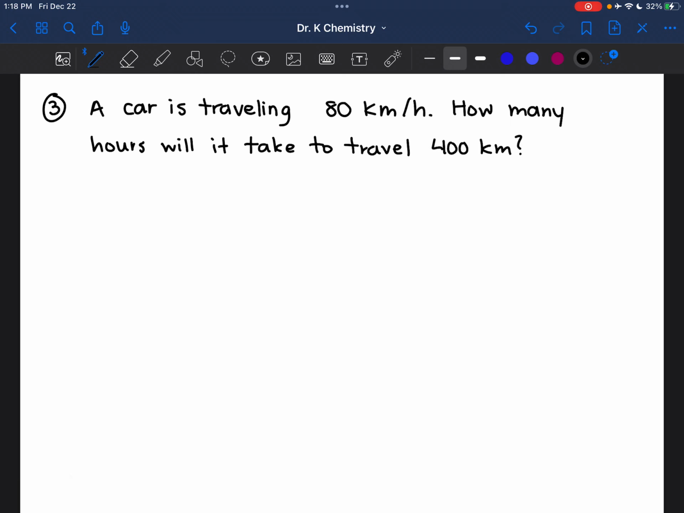Let's try another one. This problem is saying that a car is traveling 80 kilometers per hour. Anytime I see the term per, or anytime I see a slash like this, I'm going to immediately convert that into an equality. Because really this is saying that a car is traveling 80 kilometers in 1 hour. So these are equivalent to each other. That is an equality. And anytime you have an equality, you can turn that into 2 conversion factors.